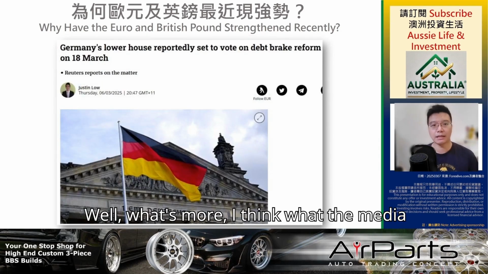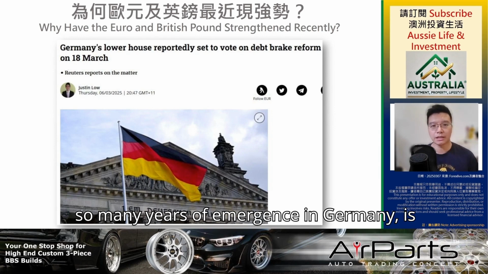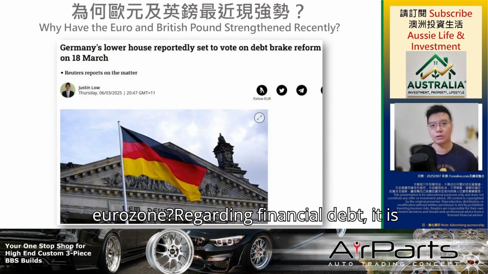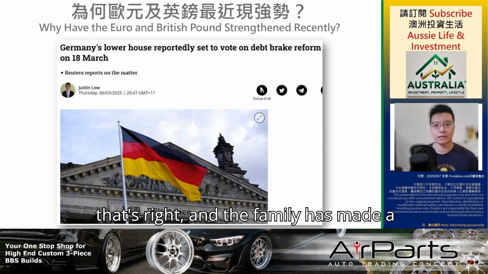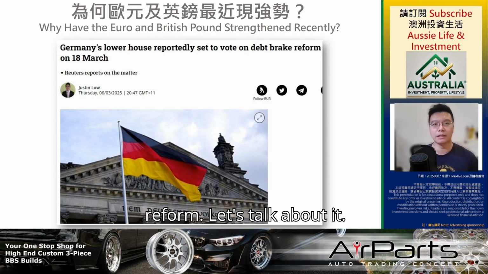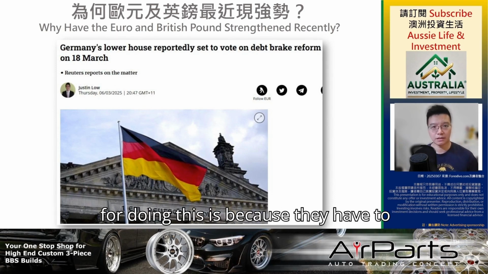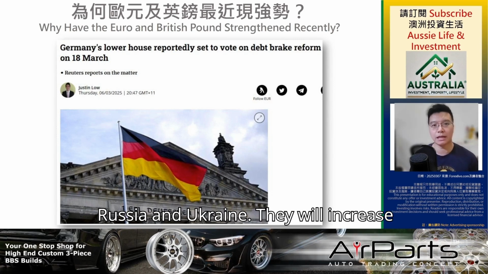Well, what's more, I think what the media rarely talk about recently is that after so many years, Germany is the most stable position in the Eurozone. Regarding financial debt, it is actually the most conservative place. But now it has made a reform. Let's talk about it. There is no upper limit. The main reason for doing this is because they have to face the possible situation between Russia and Ukraine.